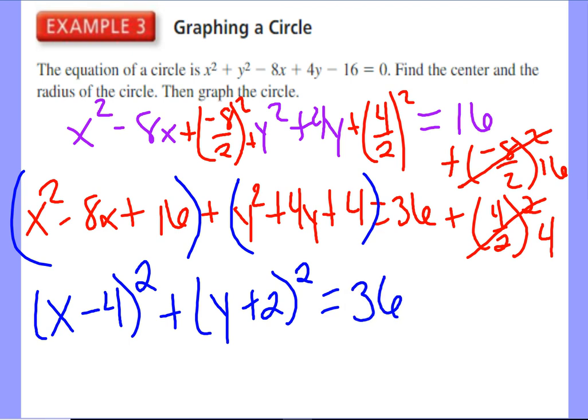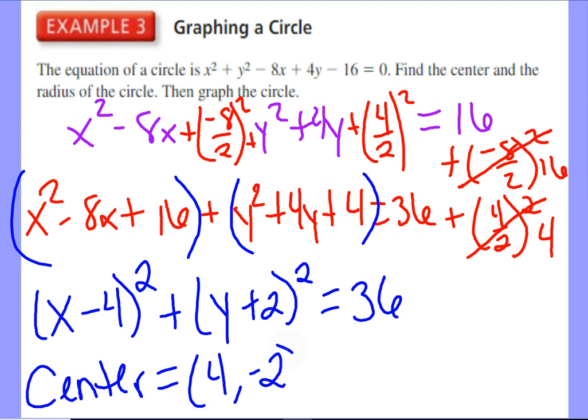Well, looky there, ladies and gentlemen. Now I have put myself in the standard equation of a circle, meaning that the center will equal the opposite of what I see, so (4, -2), with a radius of the square root of 36, which is 6. And that is how to take an expanded form of an equation, turn it into standard form, and find the center and the radius.